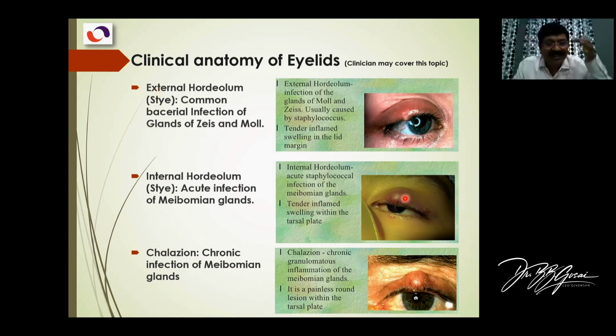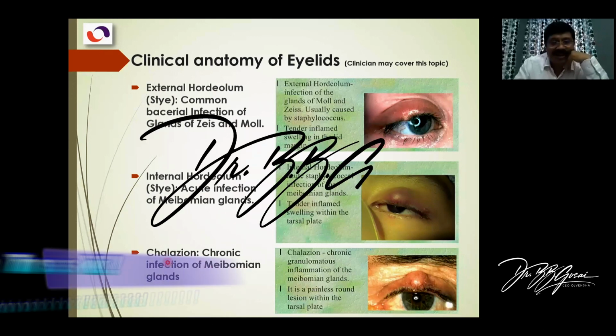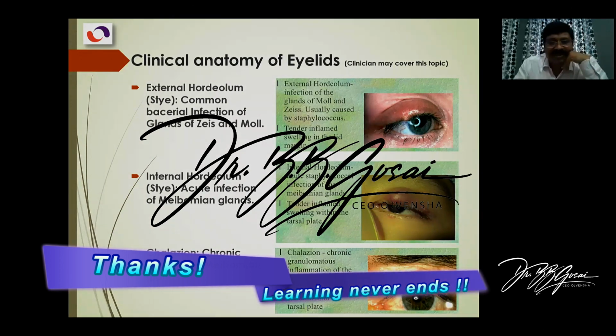Here you see a red elevation, but when you evert the lid, you find more redness and infection of the gland, and the mouth of the duct may be blocked. That is meibomian gland infection. It is also known as stye, but internal hordeolum is the clinical term; the layman's term is stye. When it occurs repeatedly over a long time, it is known as chalazion, a chronic infection. These are some of the clinical aspects of the eyelid, just for your reference, and the clinician may explain more to you.